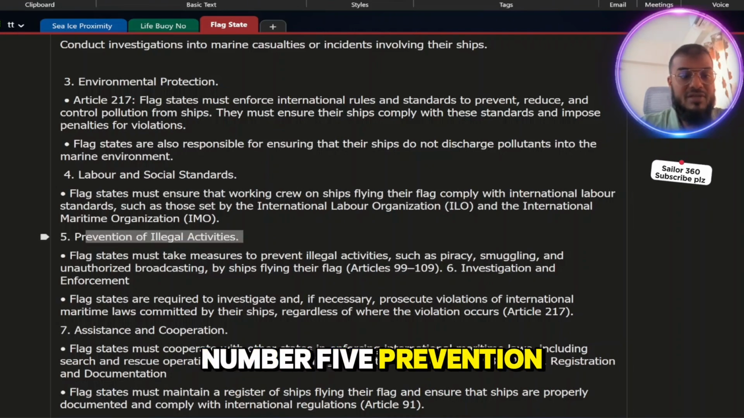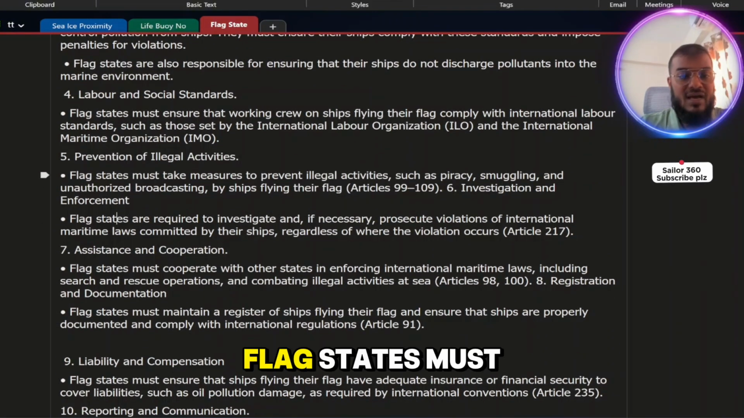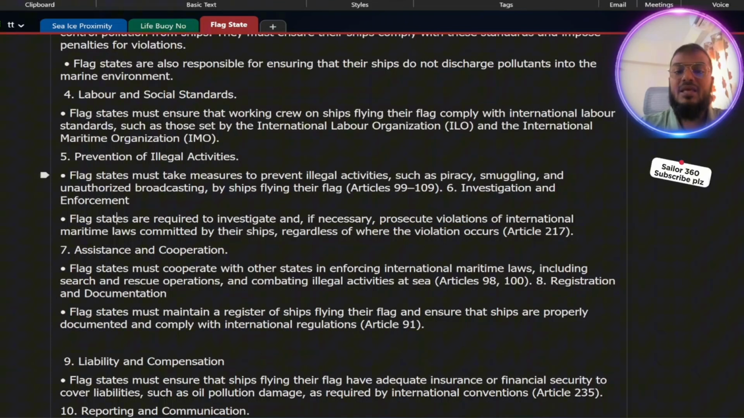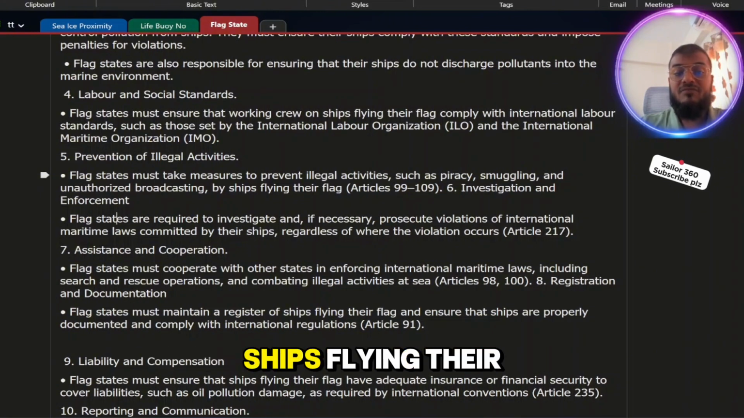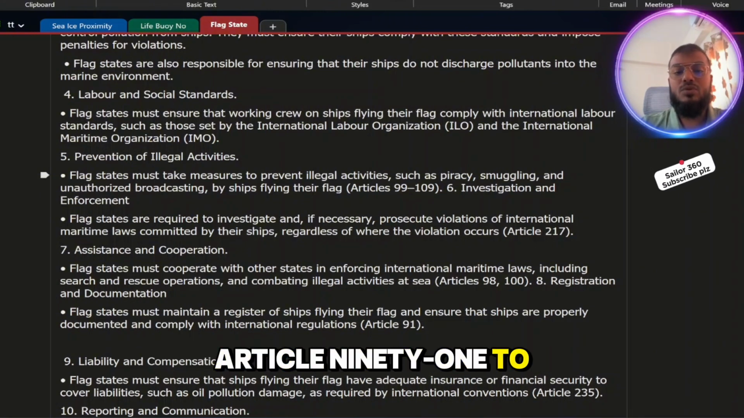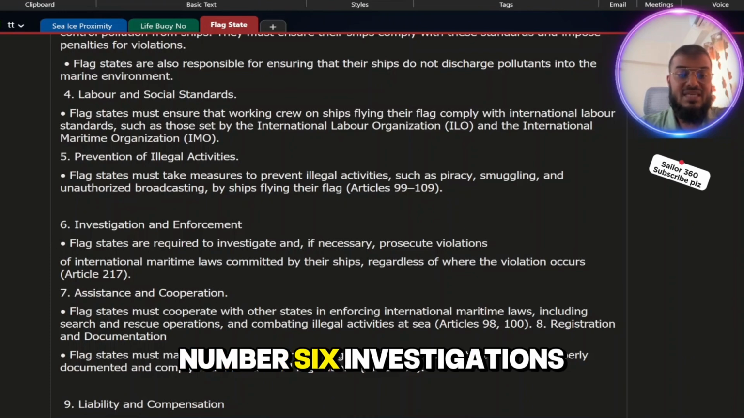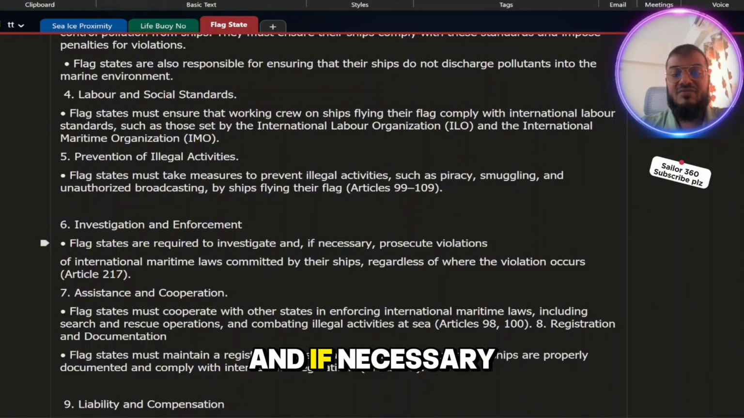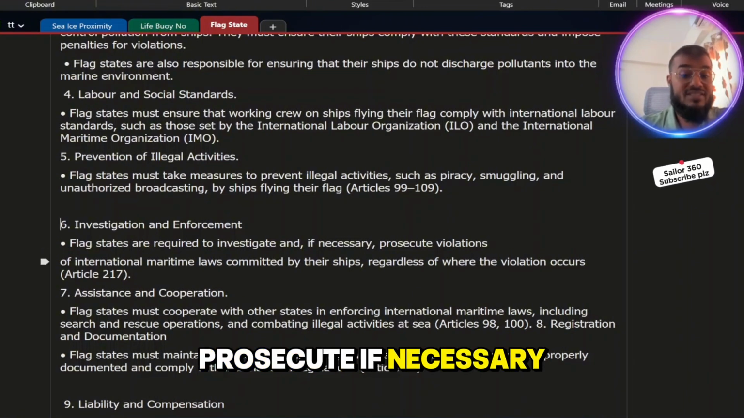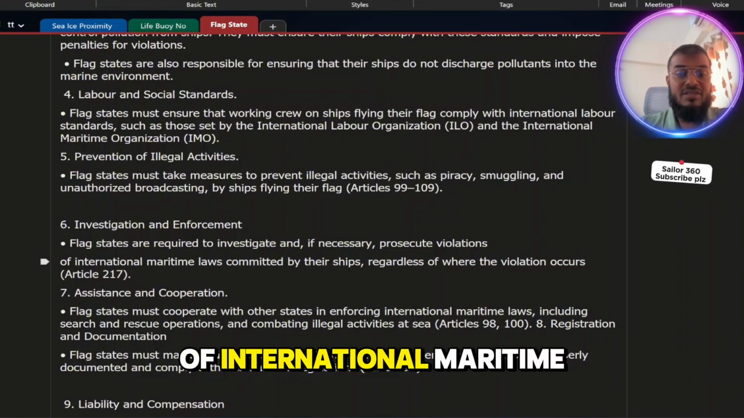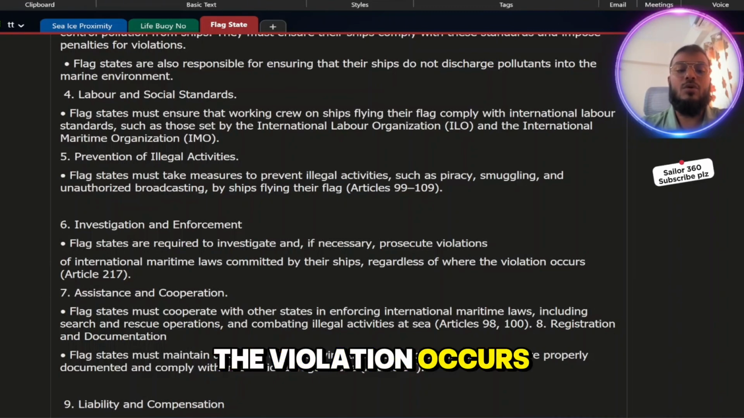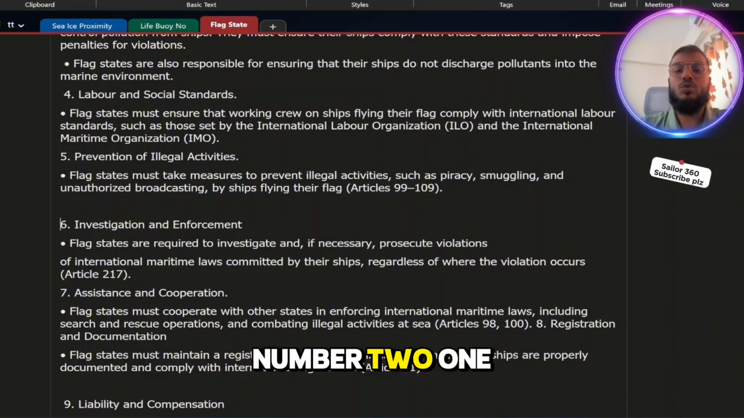Number 5, prevention of illegal activities. Flag states must take measures to prevent illegal activities such as piracy, smuggling, and unauthorized broadcasting by ships flying their flag. Articles 91 to 109. Number 6, investigations and enforcement. Flag states are required to investigate and, if necessary, prosecute violations of international maritime laws committed by their ships, regardless of where the violation occurs. That is as per Article 217.